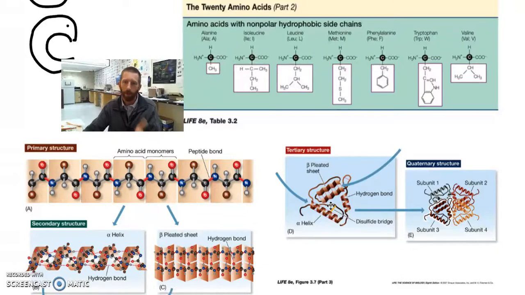Some small proteins stop here. They don't have a quaternary structure. They just have one chain. Some proteins like hemoglobin, that's the classic example, the one that's shown here, have 4 separate subunits, 4 separate chains, and so they actually have a quaternary structure.